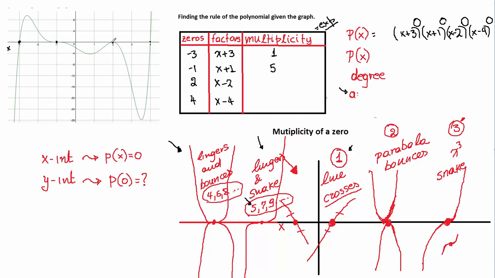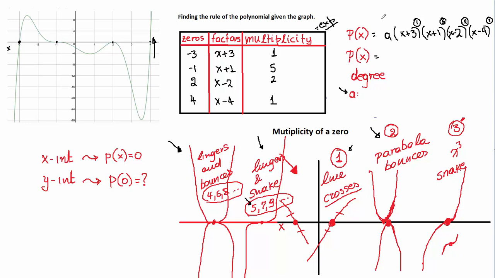Now in the next case we have the number 2, and you can see that we have a plain parabola here, so it bounces back. Since it bounces back, this means that the multiplicity is 2. We are in this case right here. And in the case of 4, as we can see, the line just crosses up, so the multiplicity for that is 1. So now that we have these multiplicities, we can enter them in our polynomial: 1, 5, 2, and 1. So basically, I have found all the factors.